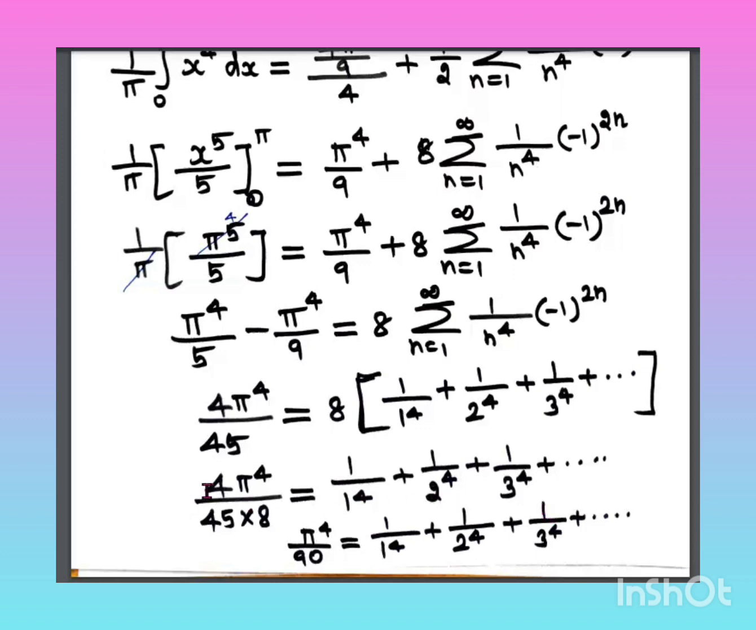So 4 divided by 45 into 8: 4 divided by 8 will become 1 by 2, and 2 into 45 will be 90. So pi power 4 by 90 is equal to 1 by 1 power 4 plus 1 by 2 power 4 plus 1 by 3 power 4 plus 1 by 4 power 4, plus etc. So this is the final answer.